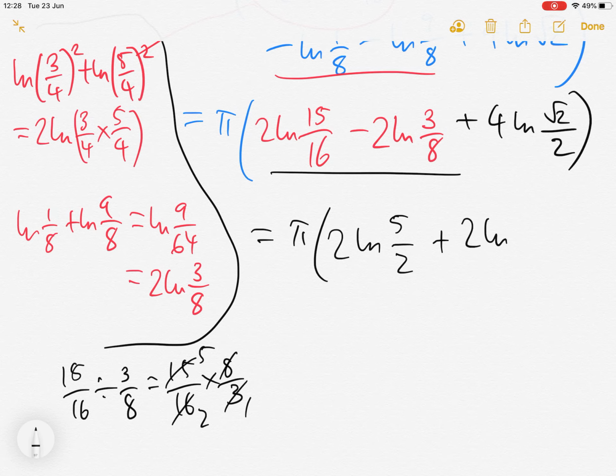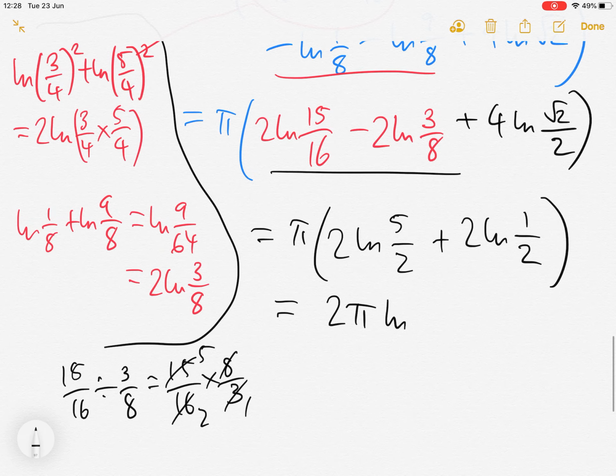And then this is 2 log, and then if we square root 2 over 2, we get a half. So this is 2 log a half. And now if I combine together, we've got 2 pi log 5 over 4 as required. Done. So that's the solution.